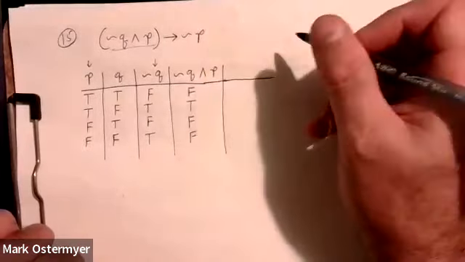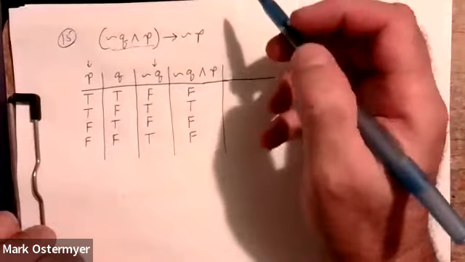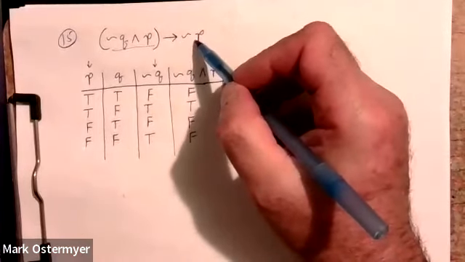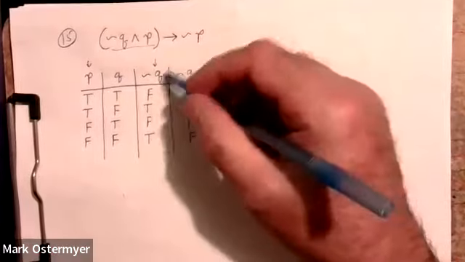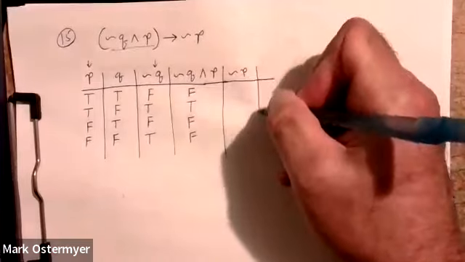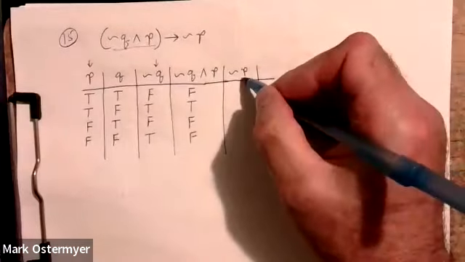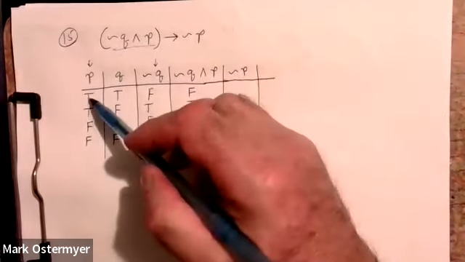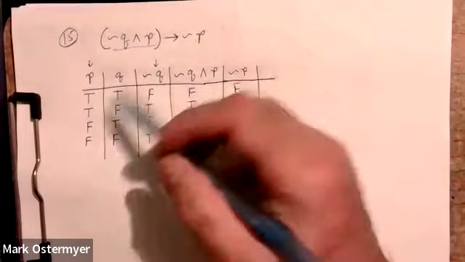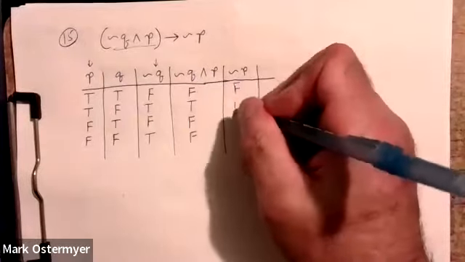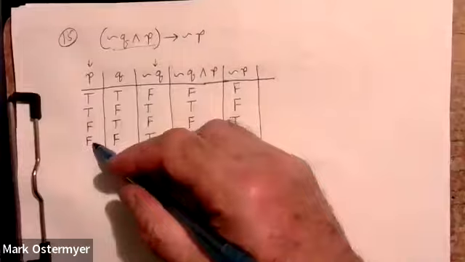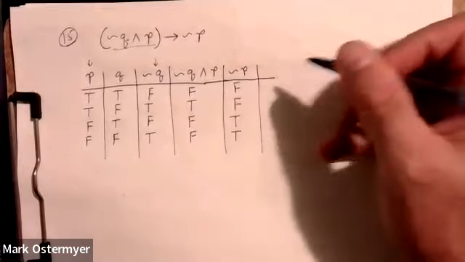The only other thing we have to deal with now is the negation of P. We should put the negation of P in. We never did that. We could have done that earlier, but I'll do it now. The negation of P is the negation of the P truth values. So the negation of true is false. The negation of true is false. Negation of false is true. The negation of false is true.